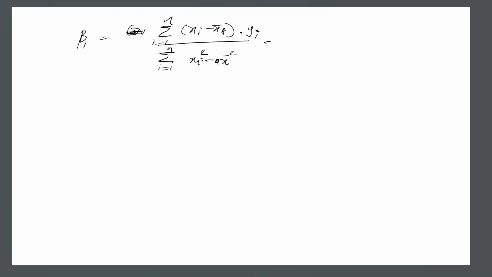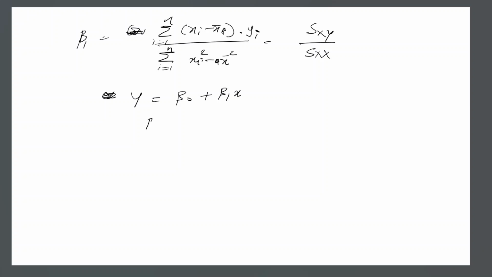So what we get is this we can call Sxy, and this we can call Sxx. So this is the estimate of beta 1. Alpha, or beta naught, whatever you want to call it, can be easily estimated, because y is equal to beta naught plus beta 1 into x, right?